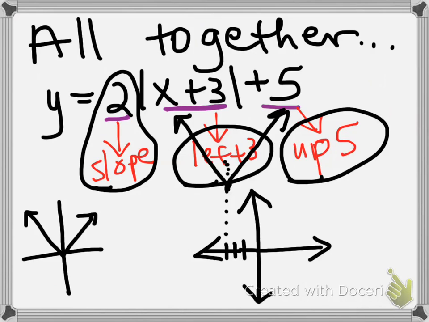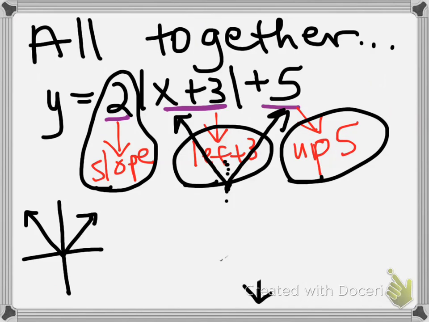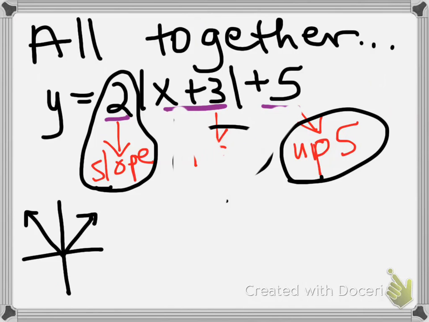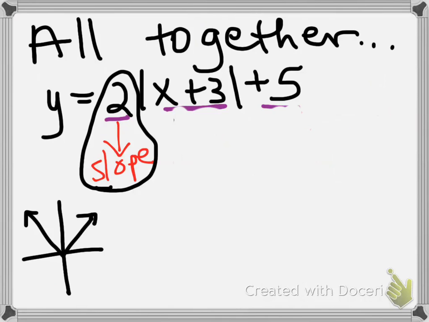Erase. Okay, so remember this. We're going to go left 3, up 5, slope 2. Left 3, up 5, slope 2. Okay, let's give myself some more space. Left 3, up 5, slope 2. Here we go. I'm still not doing a very good picture, you guys.